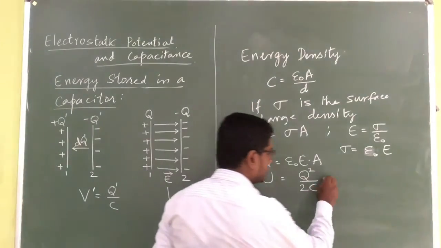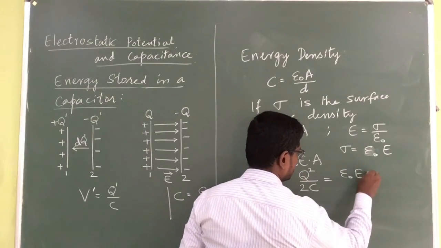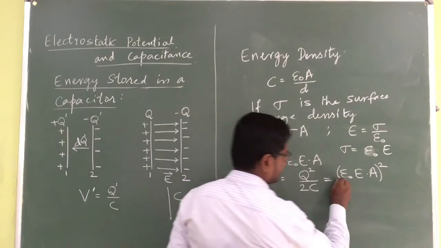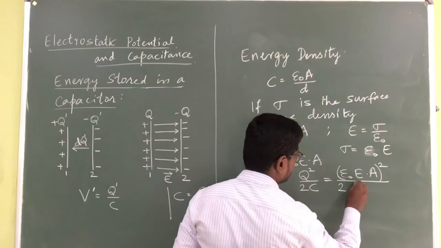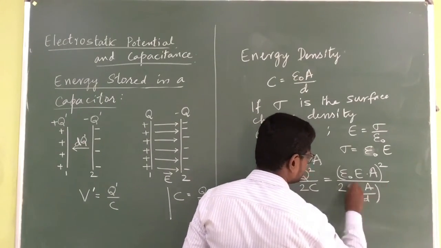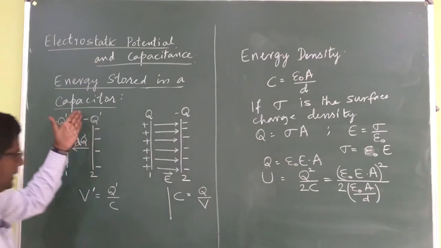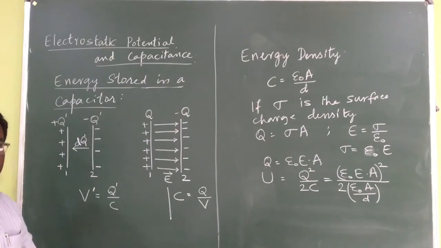So what I am going to get here is Q is epsilon naught E into A, and that is going to be whole squared, divided by 2 times C, and C is epsilon naught A divided by D. Now, just for your understanding, A stands for area of the plates and D stands for the separation between the plates. So that is what we have.